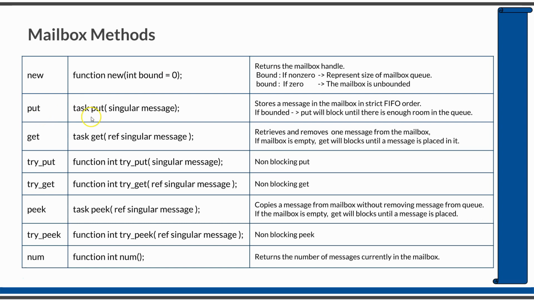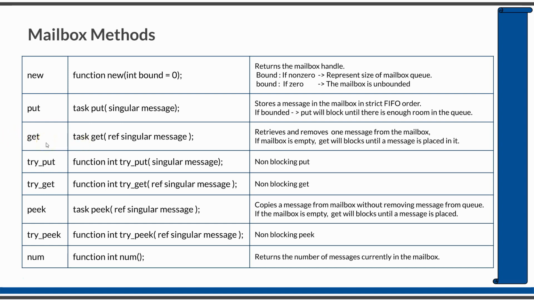Now we have already seen put, so it stores messages in the mailbox, and if it is a bounded one, put will block if there is not enough space in this queue. And in the same way, get is again a blocking task. It retrieves a transaction from the mailbox, and it also removes the transaction from the mailbox. And if the mailbox is empty, it will wait until it gets a message. So both put and get are blocking tasks. If there is no space, put will get blocked, and if nothing is there to get, the get will get blocked.